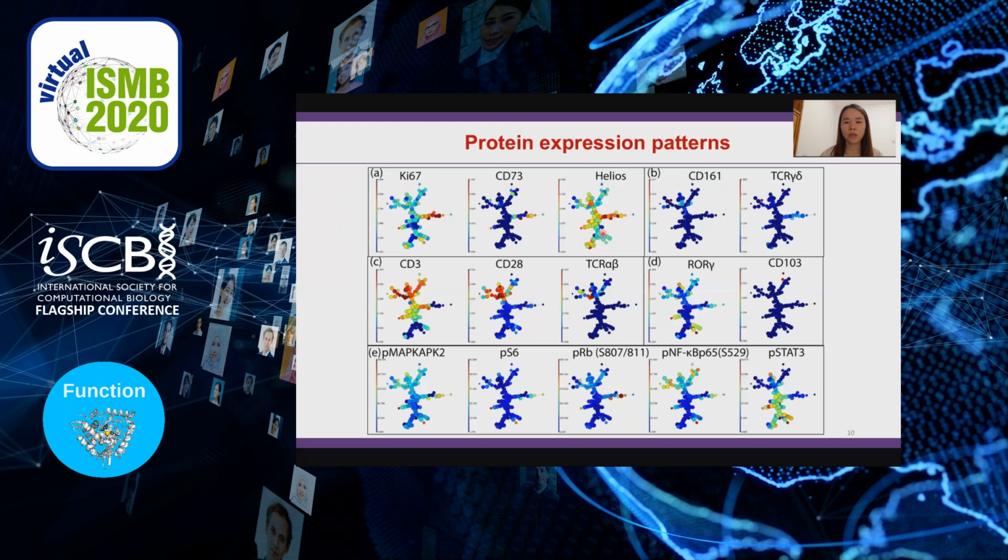And other markers, including phosphorylated transcription factors, they showed upregulations in different stages of the development.